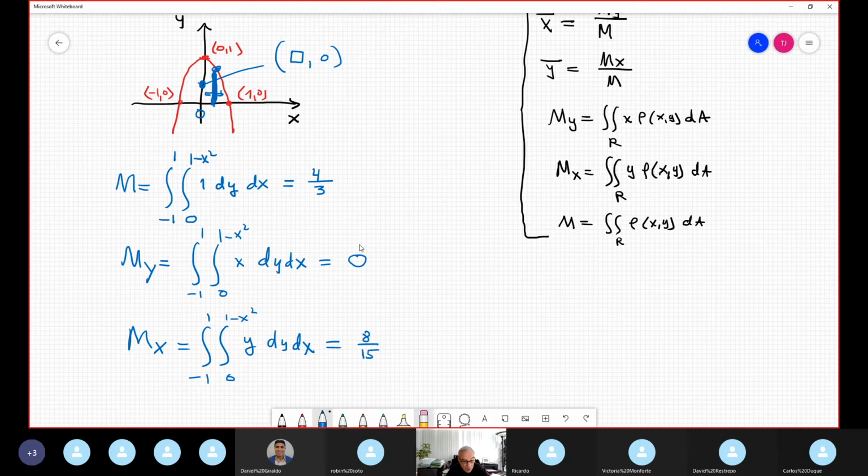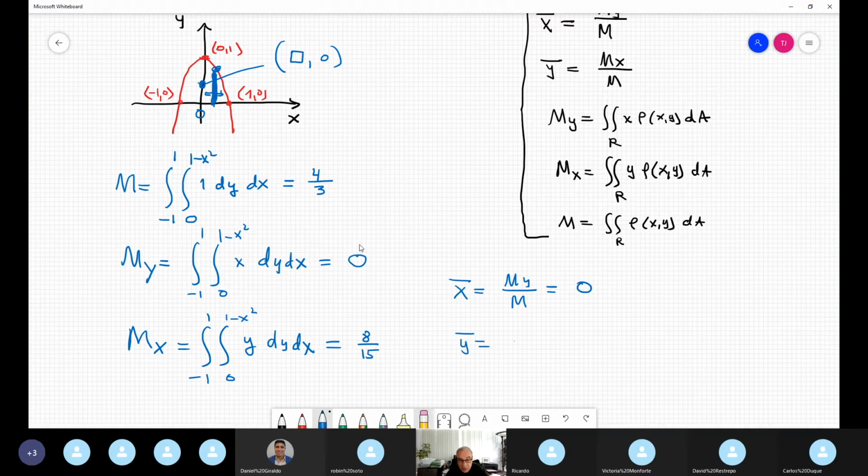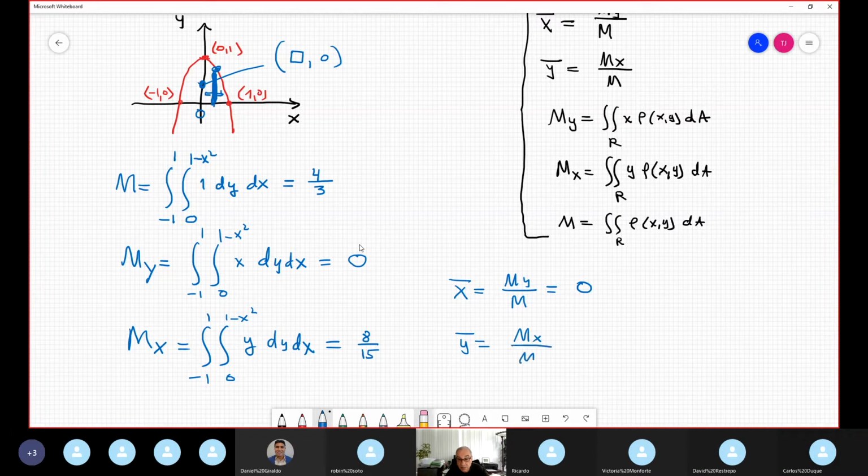So it's no different. Now, finally, I discovered that x hat is the ratio between My divided by m, but My is 0. 0 divided by something is 0. And y hat is Mx divided by m. In our case, it's a/15 divided by 4/3. The answer is 2/5, which is 0.4 in decimal, no?